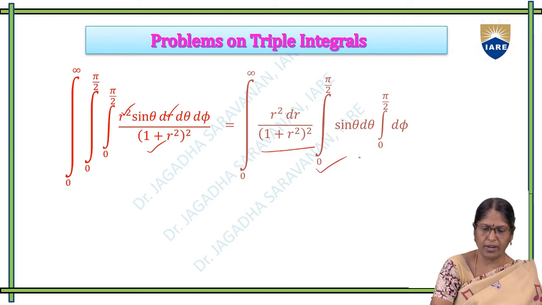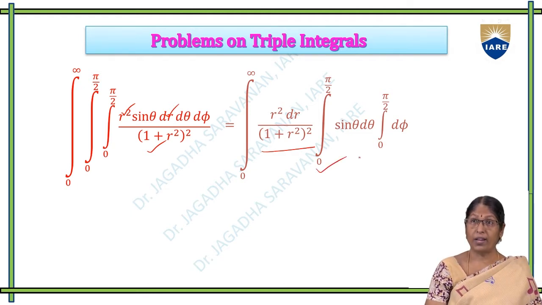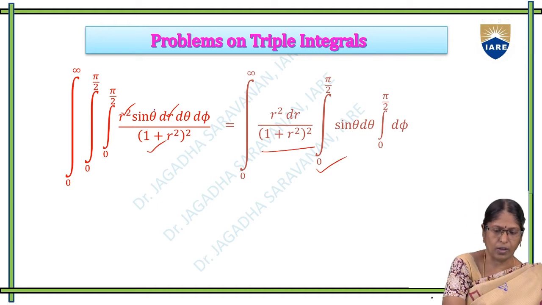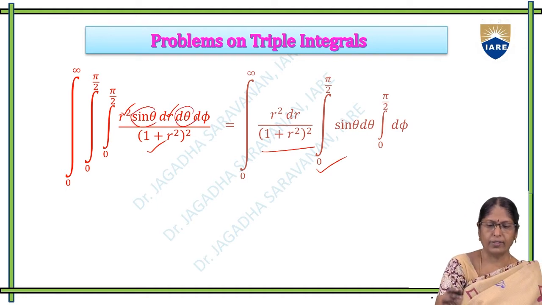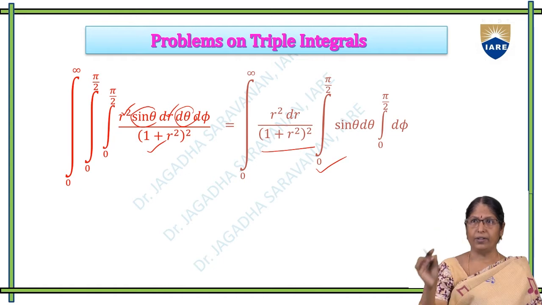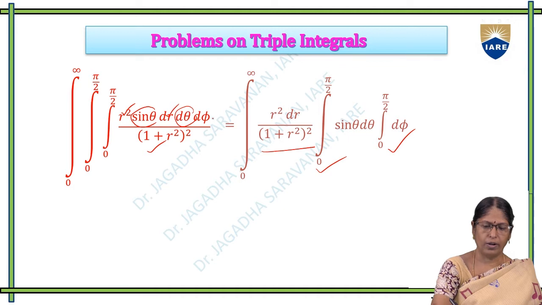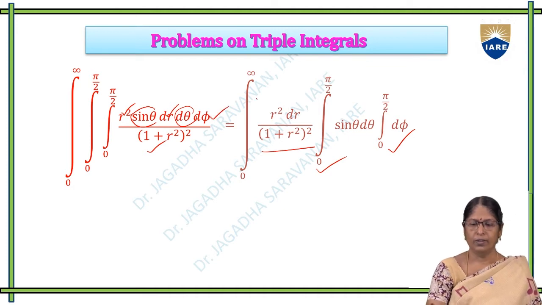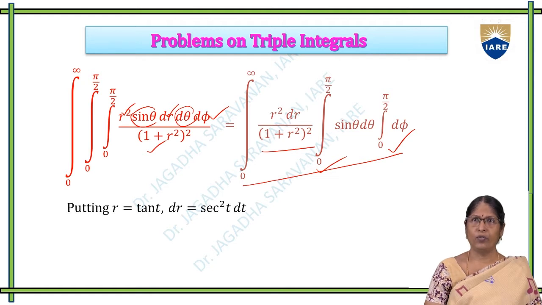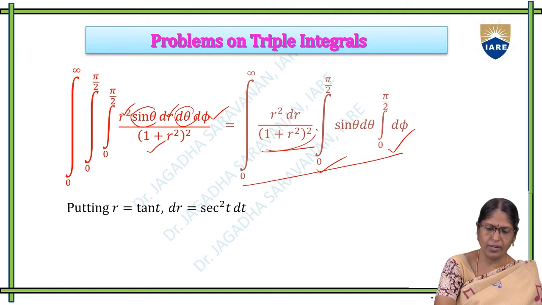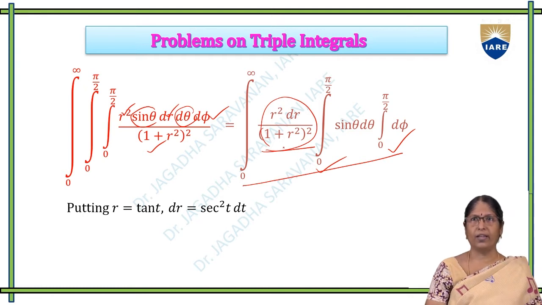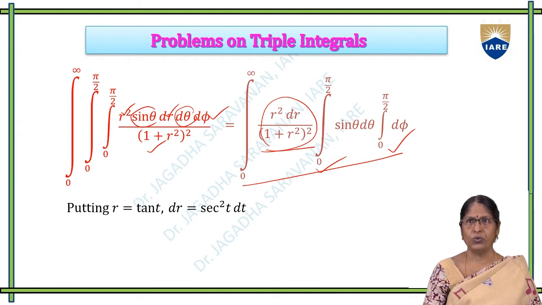The next integral is 0 to pi by 2. Regarding theta, the terms I am circling are sine theta d theta. The third one is 0 to pi by 2 d phi. This integration we have to do. For that, this complete expression in terms of r, we are going to use the substitution method, changing in terms of t.